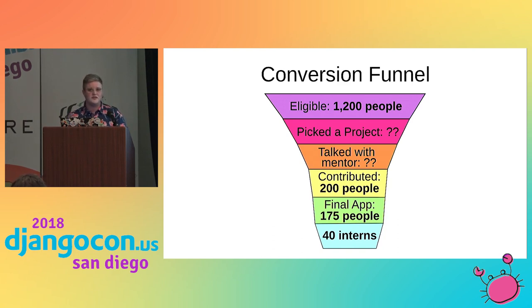We don't have good statistics about some of the parts of our application process, like did people not find the project they wanted? Were they not able to find a mentor? We don't have good statistics about that, but we know that that's where most people drop off. And so for me, what I really wanted to figure out was, for that first process of picking a project, how can we make things better?